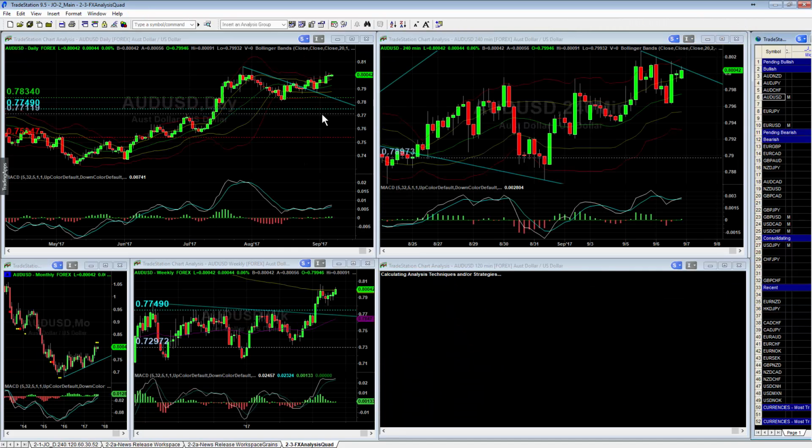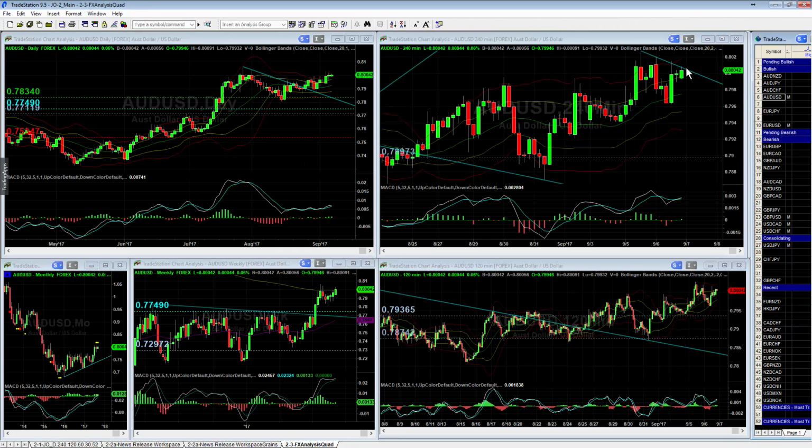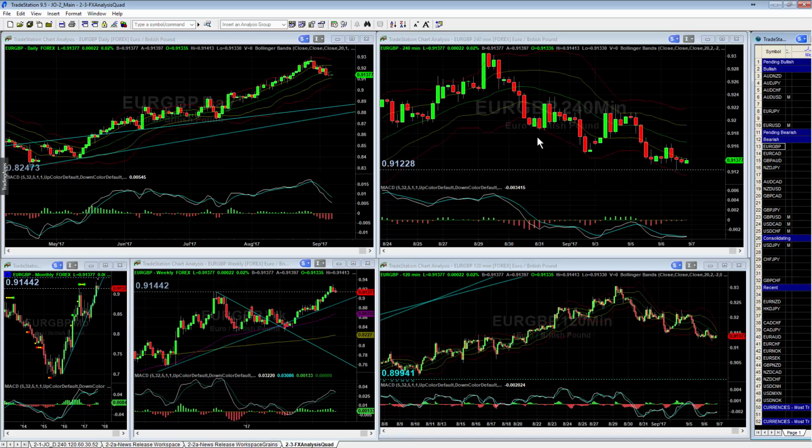For the Aussie US dollar, that one just continues to move higher. Yet another opportunity to get in on a break. On the bearish side, we can look at the euro pound.